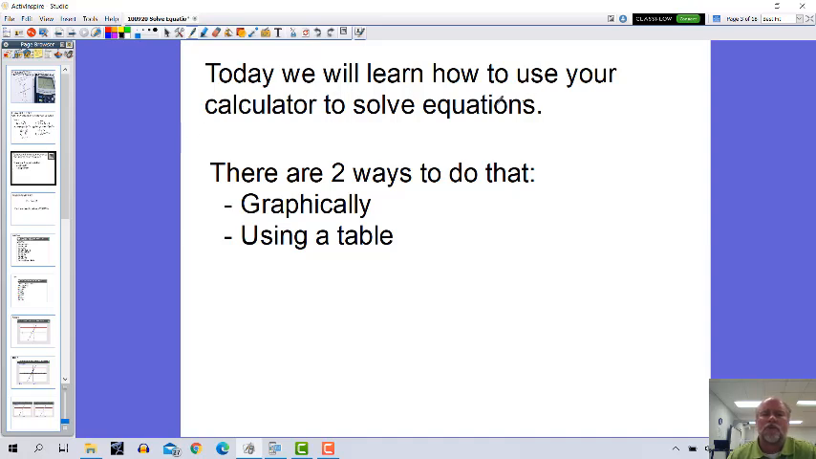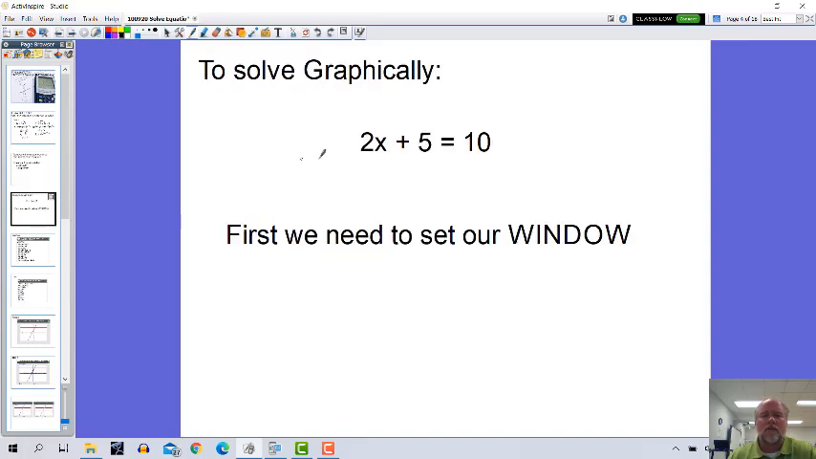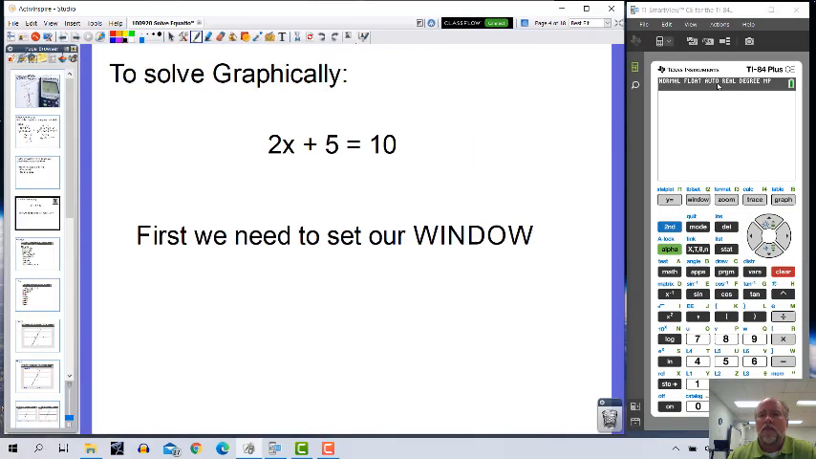Today we will learn how to use your calculator to solve equations. There are two ways to do that. One is graphically, and one is to use the table feature. And we're going to look at both of those. So we're going to take this particular expression right here, 2x plus 5 equals 10, and we're going to try to solve it using the graphing calculator, which you see here.